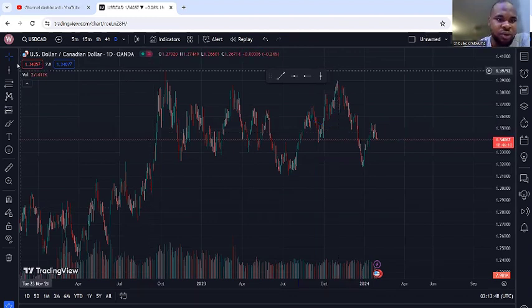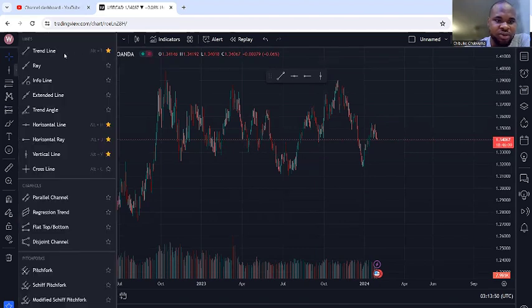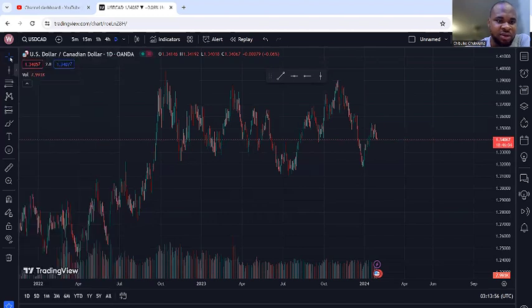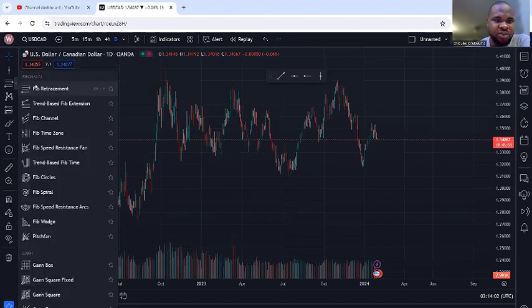So you see, under this we have trend line, horizontal, vertical, and all that. Now the one below is what? Sorry, here is where you see your Fibonacci retracement. I think that will be another topic.